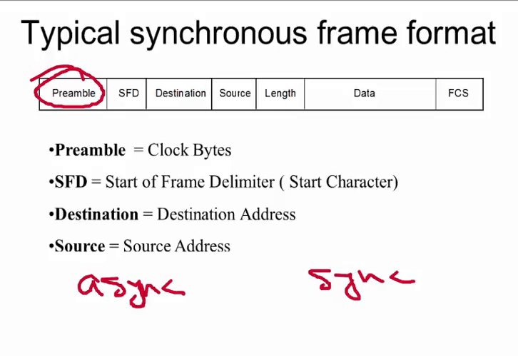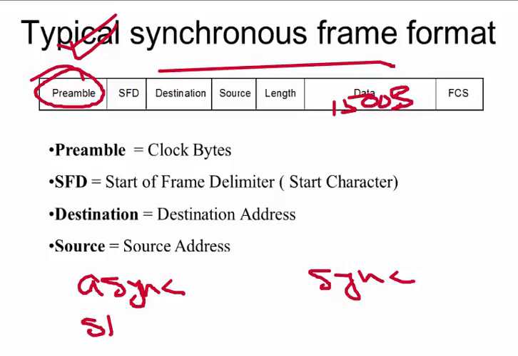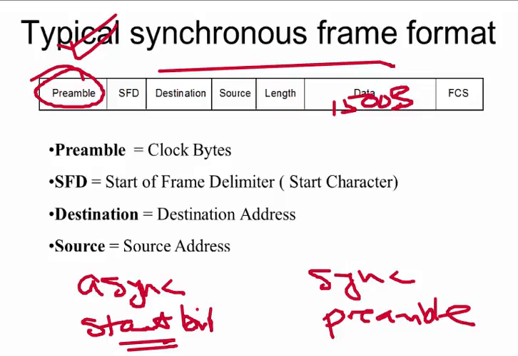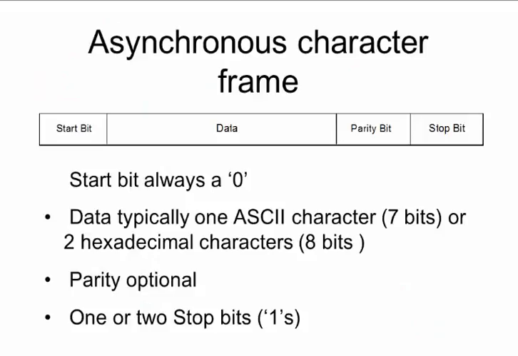And then you'll find that the rest of the packet is significant in size. For example, Ethernet is 1500 bytes of data, but you can do that because you're synchronized in the beginning. So just to remember, asynchronous always has a start bit in the beginning. You'll see that as it comes up, always has a start bit. And sync always has a preamble. But don't worry about it too much. This is like a preview of what's to come. I don't want you to stress too much.